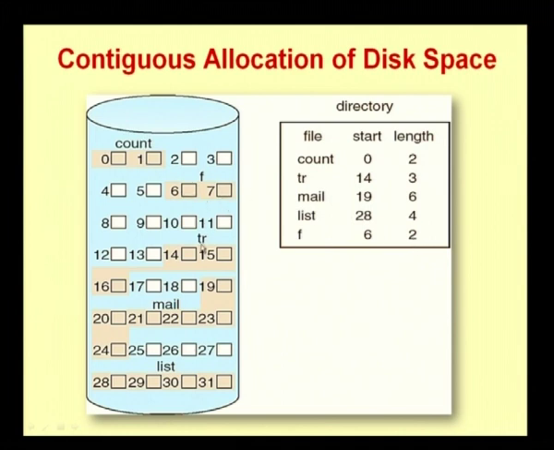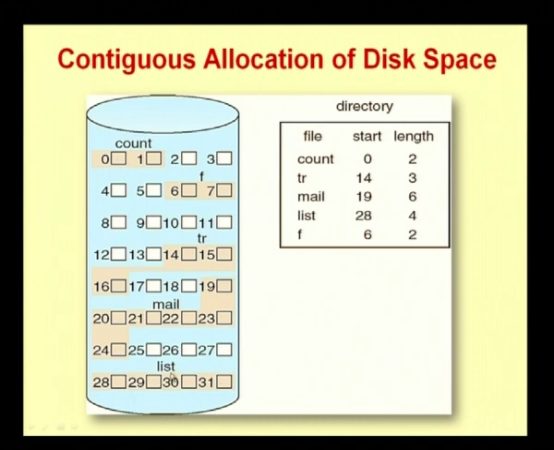And if I am going to have a file called tr, wherein it uses 3 locations, the start value is 14 and it uses 3 locations. So it will be stored in 14, 15 and 16. And then if I am going to have a file called mail, wherein the start value is 19, and if it is going to use 6 locations, then from 19 to 24 it will be stored. So mail starts with 19 and its length is 6.